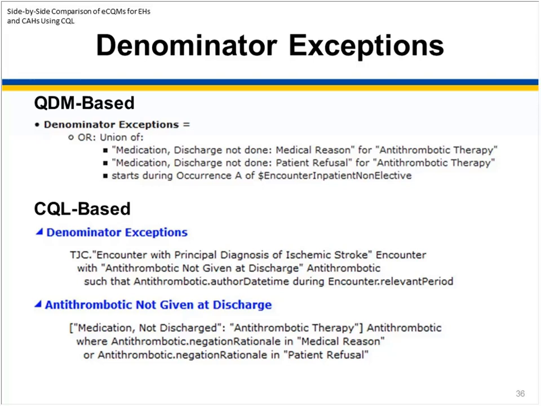For consistency with the positive statements, we use the same value set approach, but we use this prefix of not. So you'll see things like performance or encounter not performed or medication not discharged. And then we use the negation rationale attribute of the medication to limit to the value sets for medical reason and patient refusal. So this is what the not discharged equivalent in CQL looks like there.